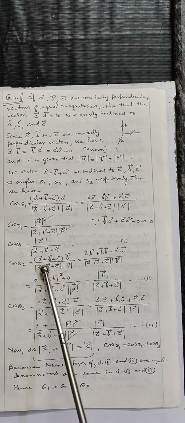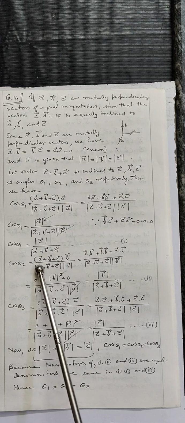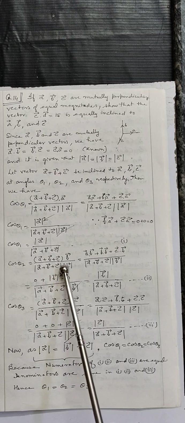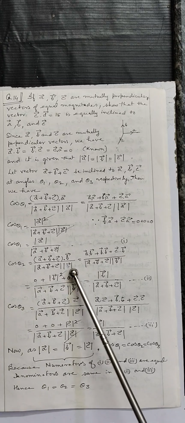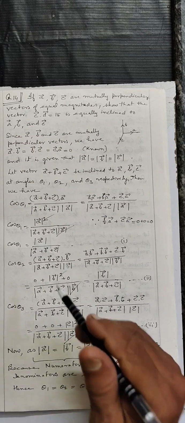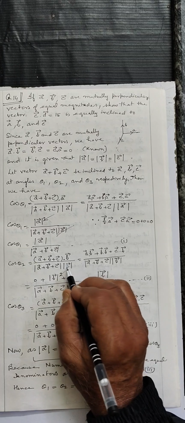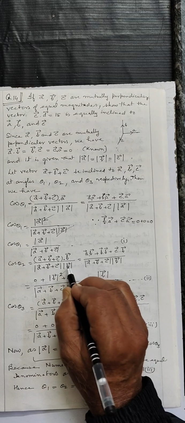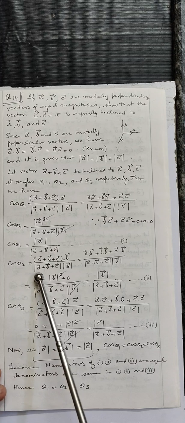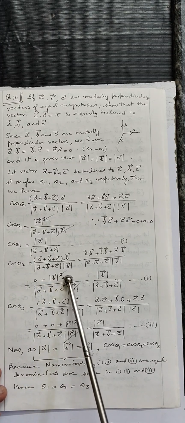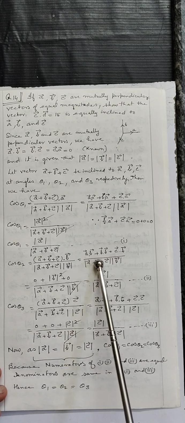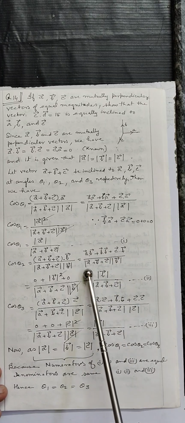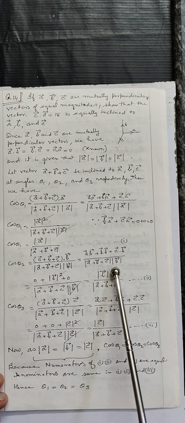नाउ कम टू द cos थीटा 2. In that case also, the summation of these three vectors into dot product vector B whole divided by magnitude of the summation of the vectors into magnitude of the vector B. जब हम ओपन करेंगे we will get A dot B, B dot B, C dot B whole divided by magnitude of the summation of the vector, that is A plus B plus C into magnitude of the vector B.